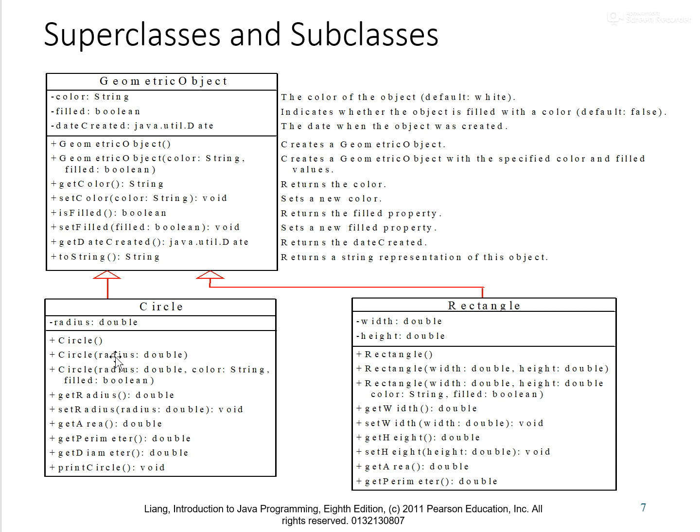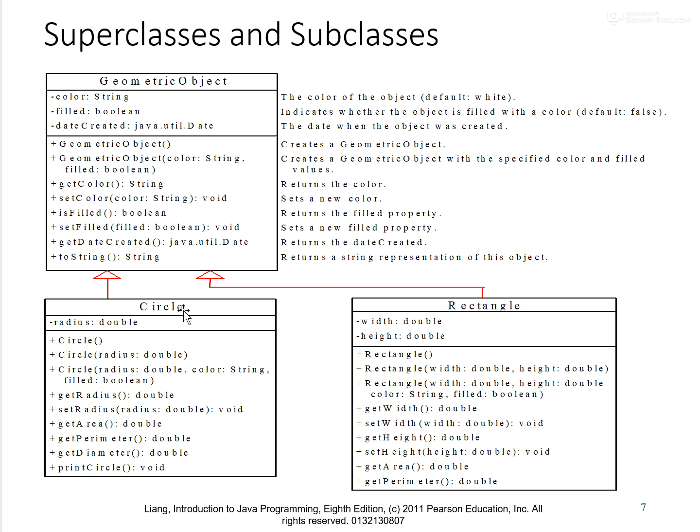Now, because the circle class underneath it has an is-a relationship with the geometric object class, we draw an arrow from the circle class to the geometric object class, this red arrow that you can see over here. This arrow basically means that the circle class has an is-a relationship with geometric object.